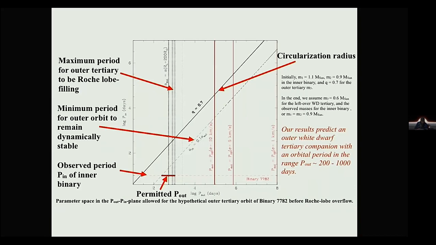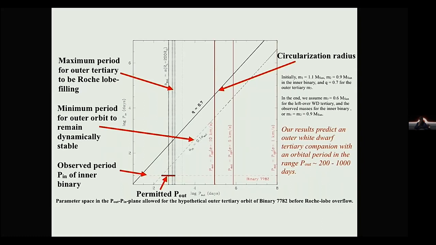The dashed diagonal black line shows a rough criterion for dynamical stability. The vertical dashed black lines show the maximum outer orbital period for which the outer tertiary would be Roche lobe overfilling, assuming an outer tertiary radius of 200 solar radii, which is the maximum stellar radius that will be reached on the AGB for the stars of interest here. And the horizontal dashed line shows the observed orbital period for binary 7782.